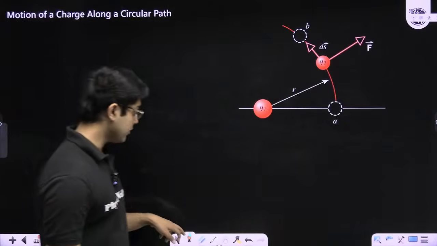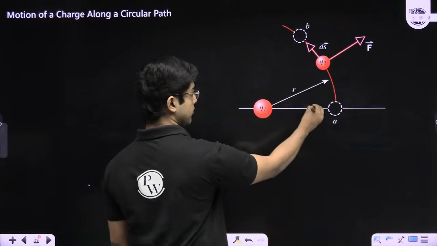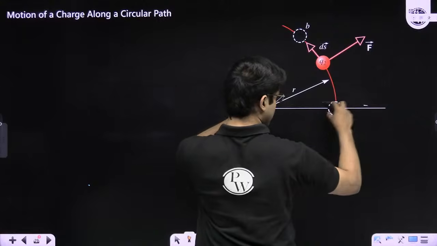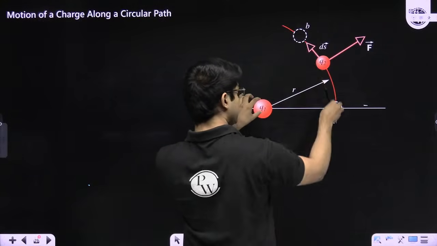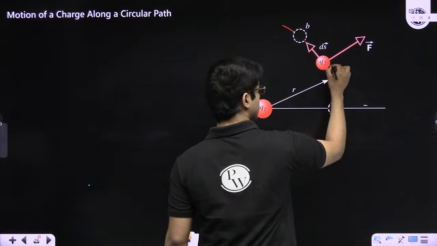Before we modify that formula, this is also another interesting question. Here, instead of moving Q2 along the r line, we are moving it along a circle. Here Q2 is being moved along a circle.